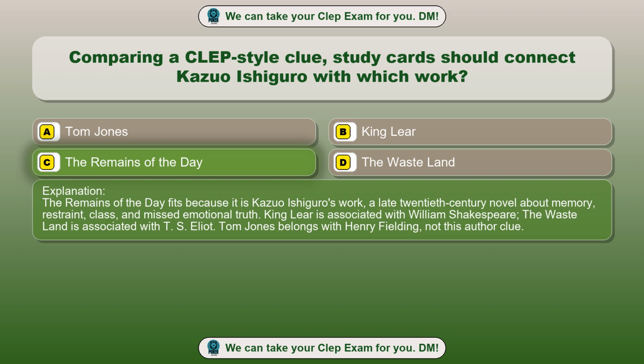King Lear is associated with William Shakespeare. The Wasteland is associated with T.S. Eliot. Tom Jones belongs with Henry Fielding, not this author clue.